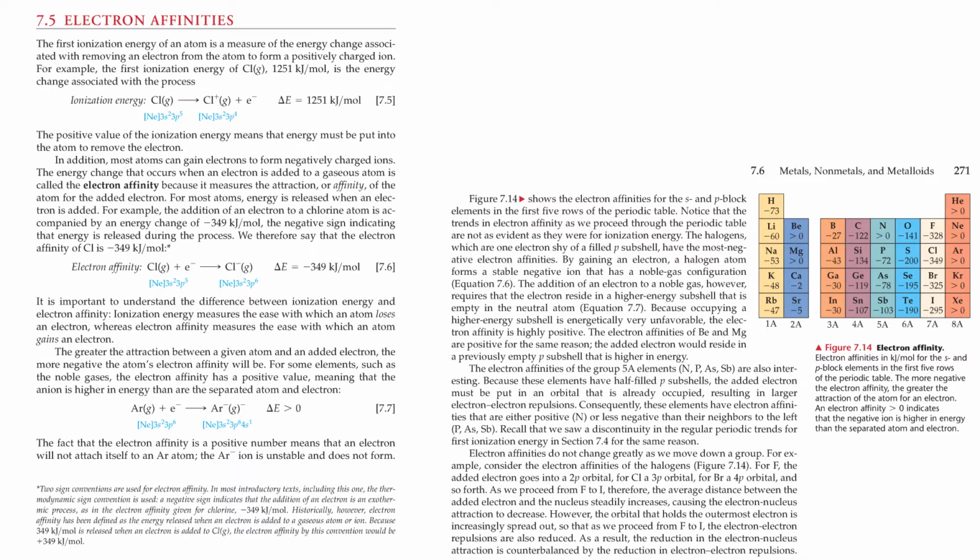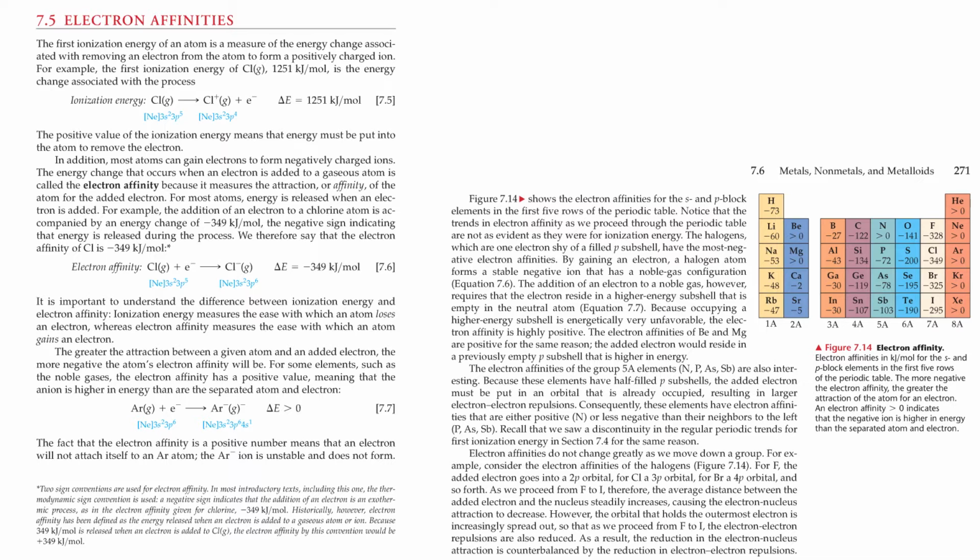For example, the addition of an electron to a chlorine atom is accompanied by an energy change of negative 349 kilojoules per mole, the negative sign indicating that energy is released during the process. We therefore say the electron affinity of chlorine is negative 349 kilojoules per mole. It's important to understand the difference between ionization energy and electron affinity. Ionization energy measures the ease with which an atom loses an electron, whereas electron affinity measures the ease with which an atom gains an electron.